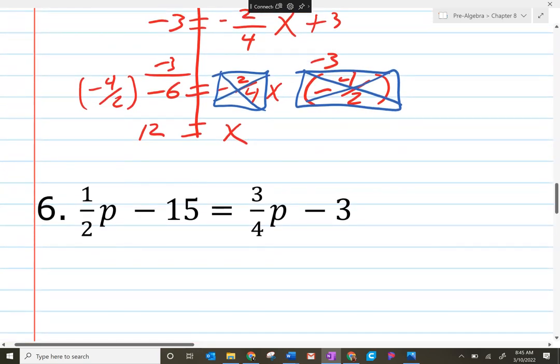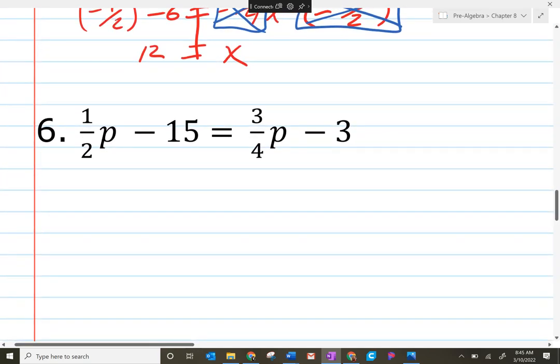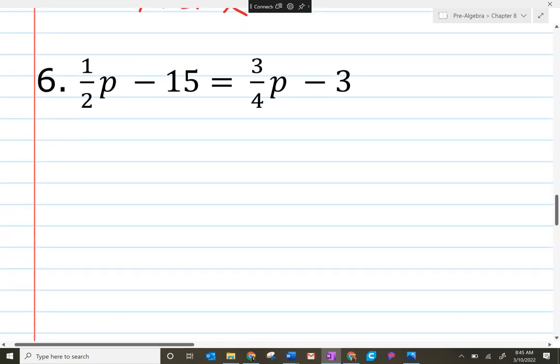Okay, I want you to do this one on your own. You guys can do this one on your own. That's pretty much it for the lesson today. I got 1/2 p minus 15 equals 3/4 p minus 3. Extra hint, if you'd like to change fractions to decimals, sometimes that makes it easier too.